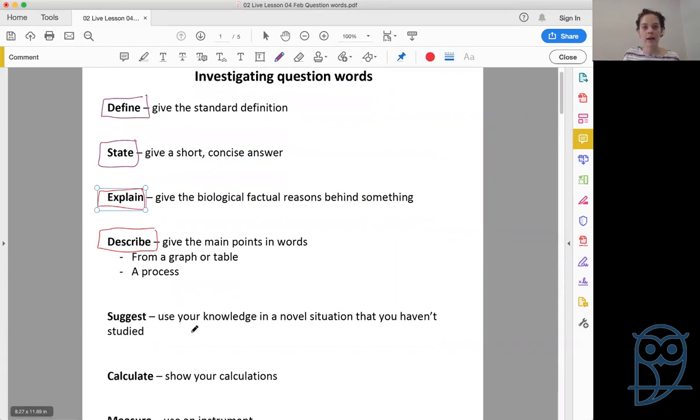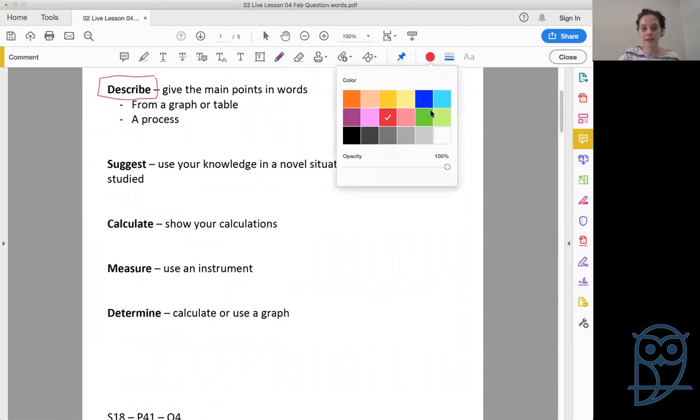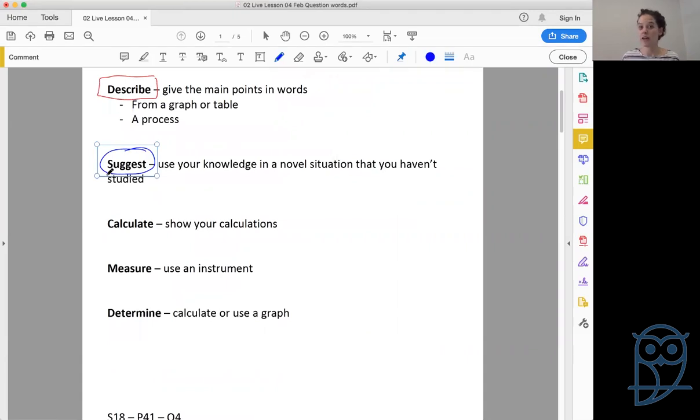Another one that can trip people up because it's unusual and unexpected sometimes, suggest. Suggest means this is something you haven't studied. This is something that's not in your textbook, but it links into things that you have studied. It links into things that you have learned. And that's why I'm always saying that it's so important that you learn all the facts, that you learn all the definitions. You have to have that knowledge in your head. It needs to be stuck there. Because when it comes to suggest, you're going to be faced with a novel situation, something you've never seen before.